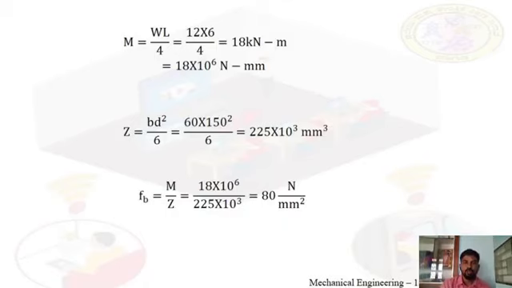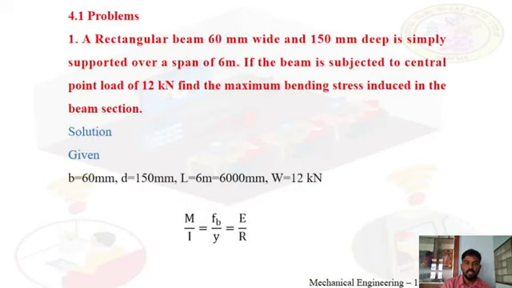And Z is equal to BD square by 6. Section modulus: B is given, depth is given, and finally the Z is equal to 225 into 10 cube mm cube. Now finally the FB, that is bending stress, is equal to M by Z. So that is like M by I is equal to FB by Y.